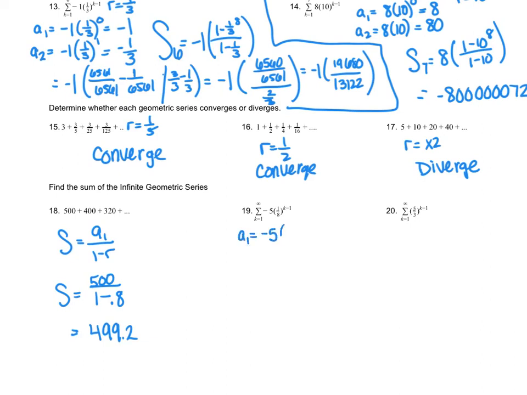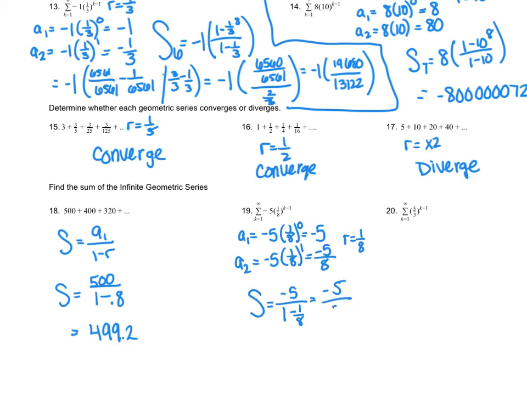So negative 5 times 1/8 to the power of 0 is negative 5. a2, negative 5 times 1/8 to the power of 1, is negative 5/8. So my R is 1/8. So the sum equals my first term, which is negative 5, over 1 minus 1/8. So that's negative 5 over 7/8. So that's going to be negative 40 over 7.